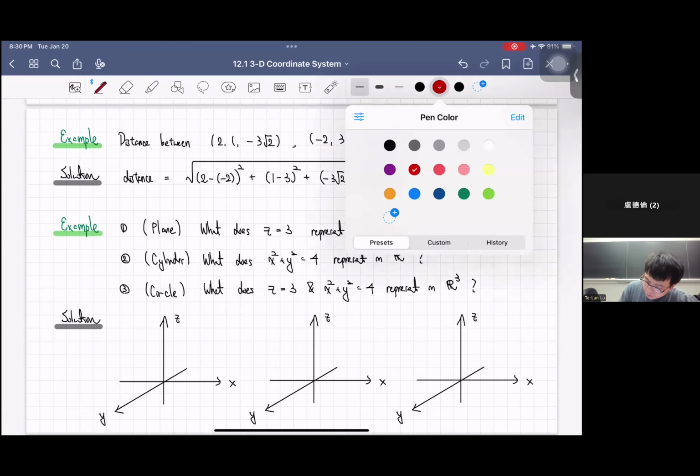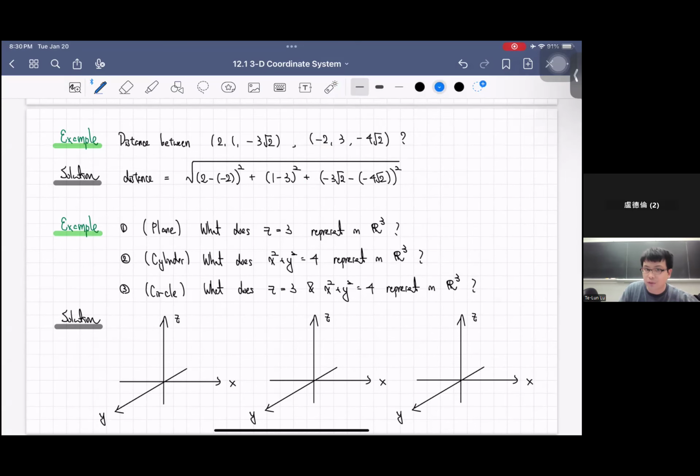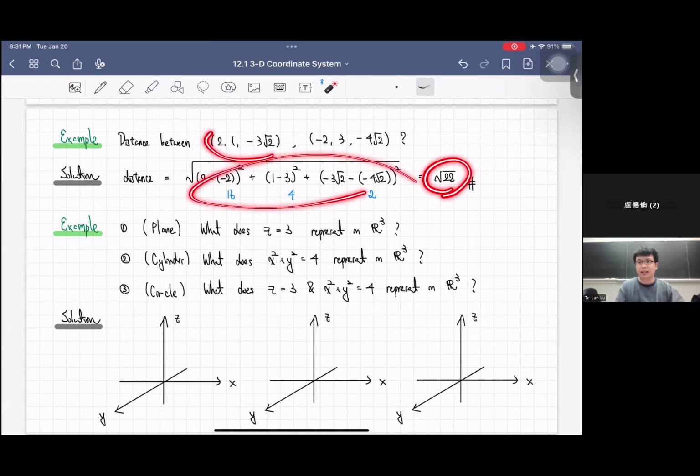So in particular, the first term will be 2 minus (-2), that's 4, so you get 16. Then 1 minus 3 squared, that's (-2) squared, so it's 4. Then minus 3√2 plus 4√2, sorry, minus 3√2 minus 4√2, so that's 1√2, and you get 2, right? Okay. So 4 plus 2, that's 6. 6 plus 16, that's 22. You get √22. So this will be the distance between these two points in 3D space.